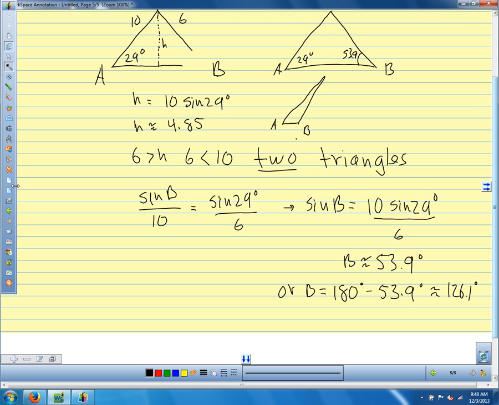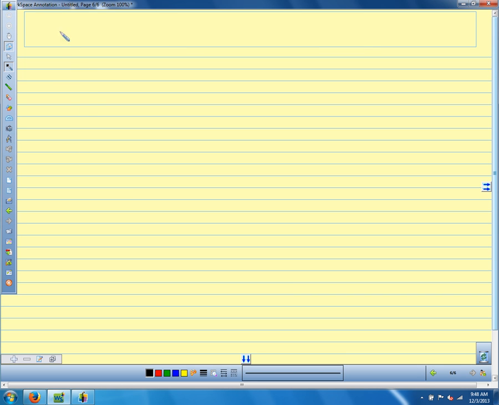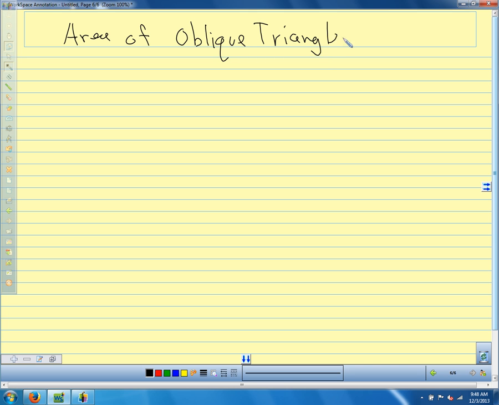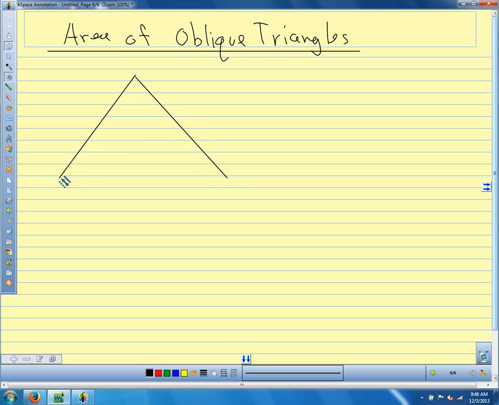All right, the last thing I want to talk about today, the last thing with the law of sines, is using something related to the law of sines to find the area of an oblique triangle. We come up with a nice area formula. So let's draw a triangle, just like we did when we came up with the law of sines yesterday. And I'm going to draw in our height, as we did yesterday as well.